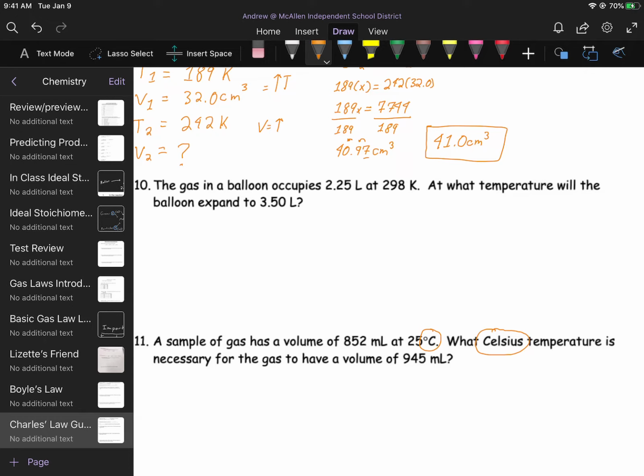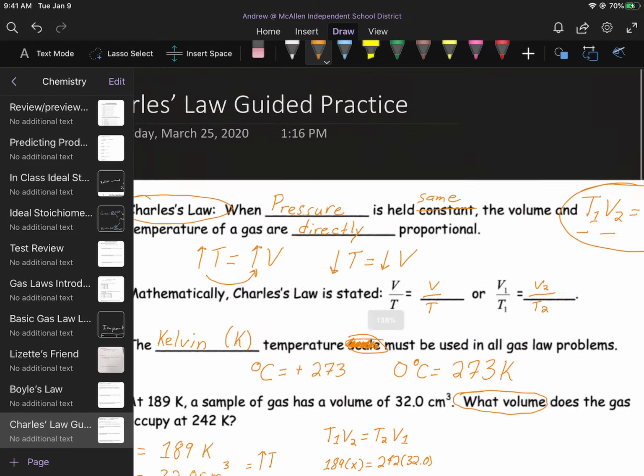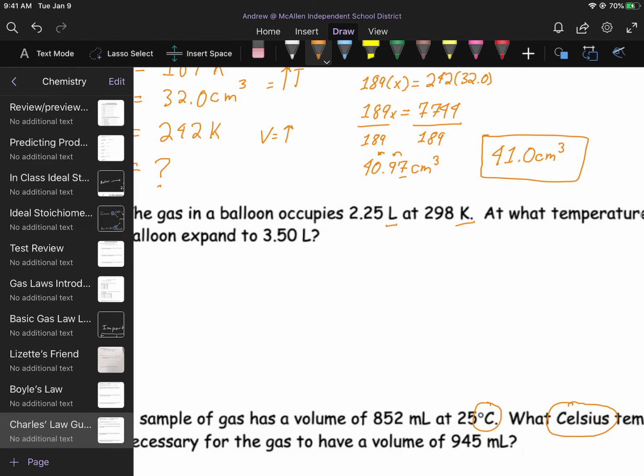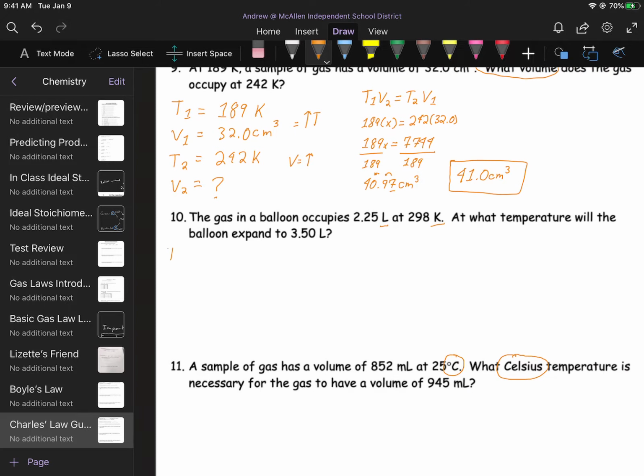The gas in a balloon occupies 2.25 liters at 298 Kelvin. At what temperature will the balloon expand to 3.50 liters? Now, I didn't tell you which one is a volume and which one's a temperature, but using your units, you should be able to figure it out. Liter, that's going to be a unit of volume. It's how much space something takes up. Whereas K is Kelvin, which is, ta-da, temperature.